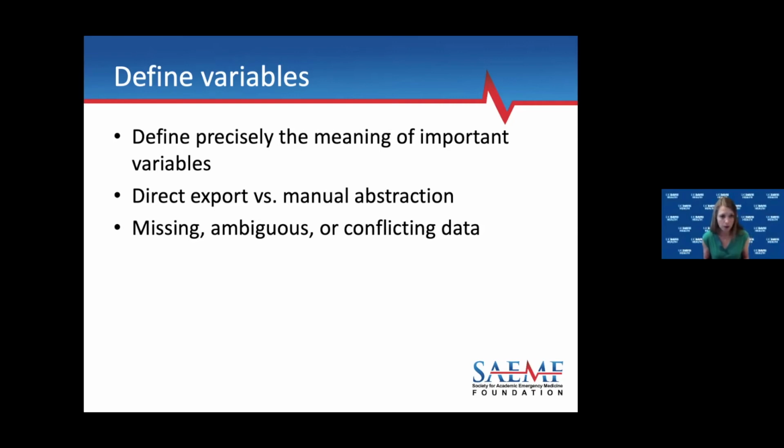Neither is right or wrong. It really depends on your study, what makes the most sense, and what will introduce the least amount of bias into the study. It's also really important to write out a coding guide for your abstractors, whether it's a manual abstractor or your IT analyst, that really defines the variables and instructs them where in the chart you want them to find the information.